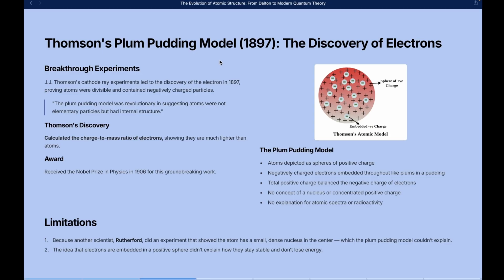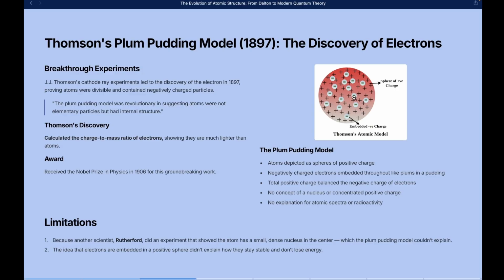You can imagine this like if you think of an atom like a pudding. The cake part is made up of positively charged substance and the electrons are like plums or raisins spread inside it. So the atom is like a soft ball of positive charge with tiny negative electrons stuck inside it, just like raisins in a pudding or seeds in a watermelon. So it is also called the watermelon model. You can also think of it like chocolate chip cookies.